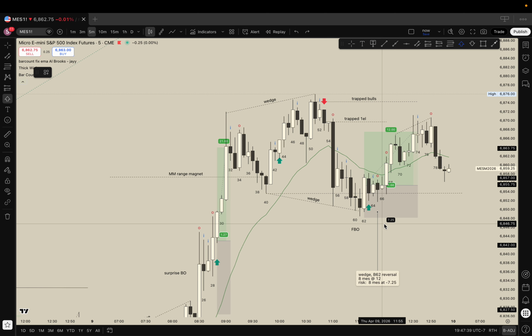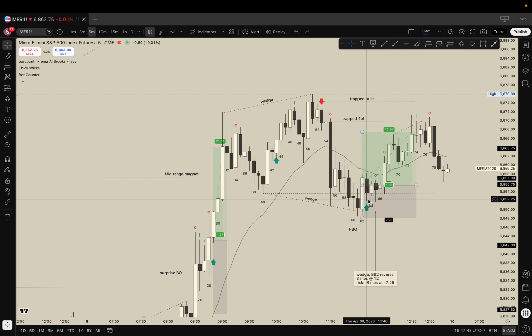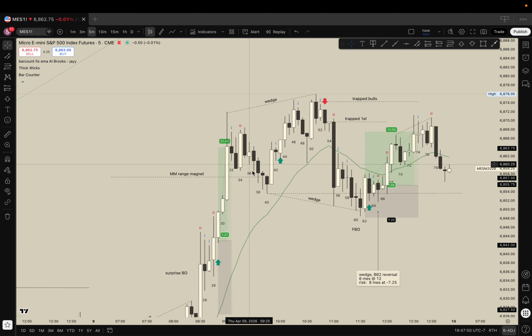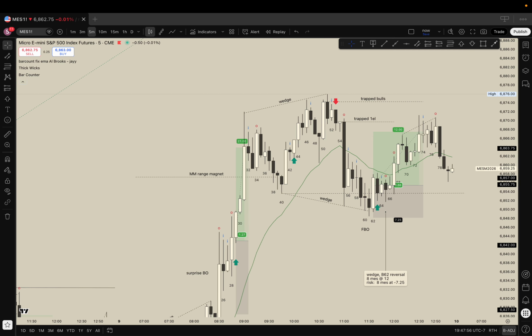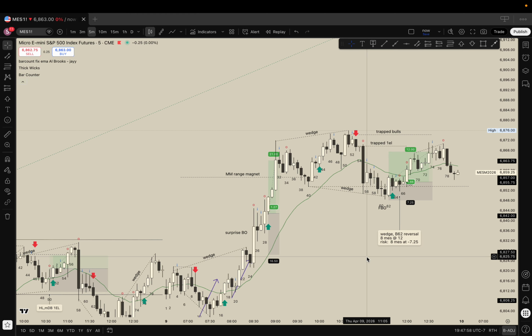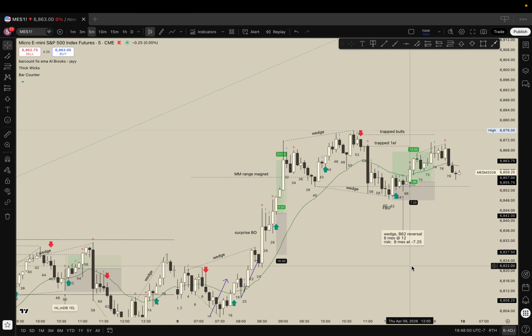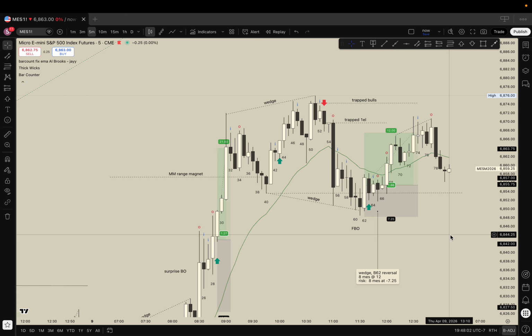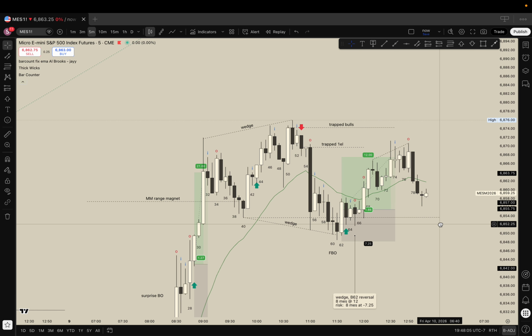Could have also entered any of these bars, to be honest. But I entered pretty early. Now we also had 1 push, second, third push. So wedge, failed breakout, and context is pretty good, right? We have a bull spike and channel. And now we're in a trading range phase.